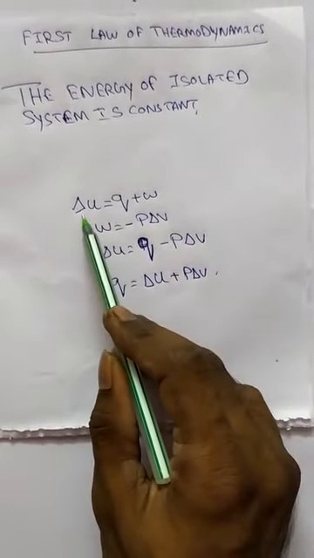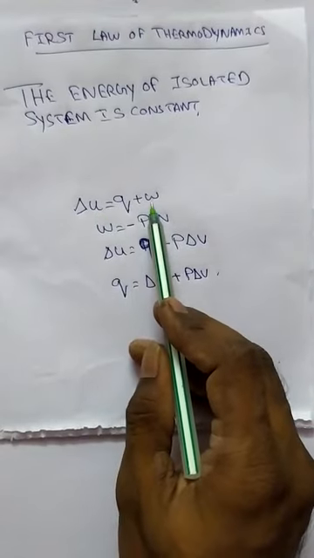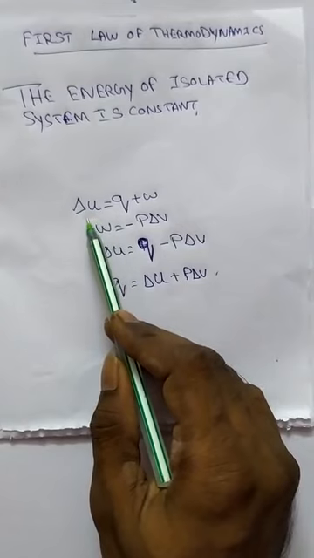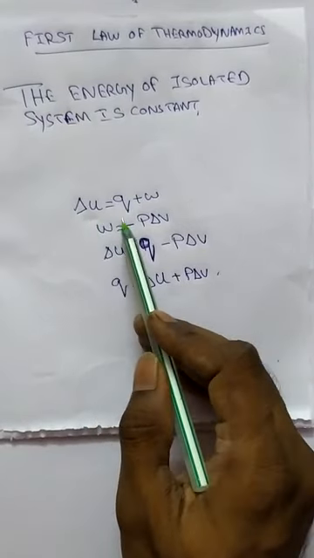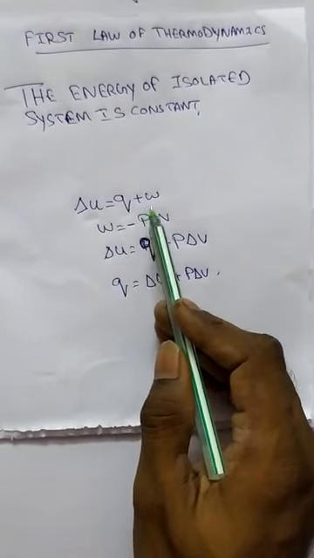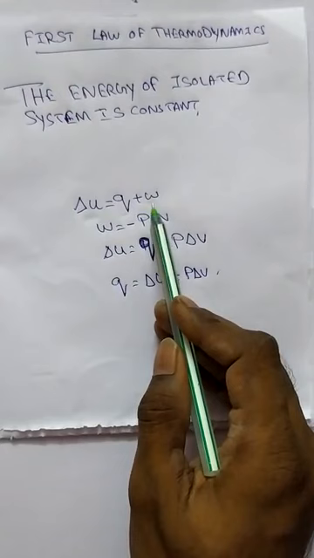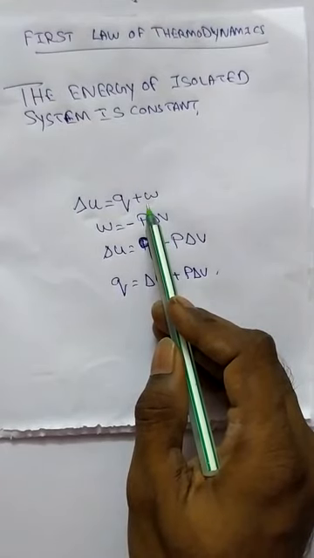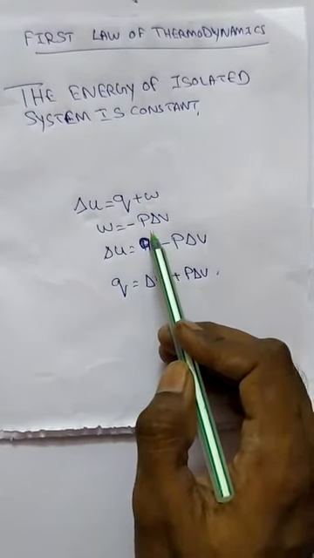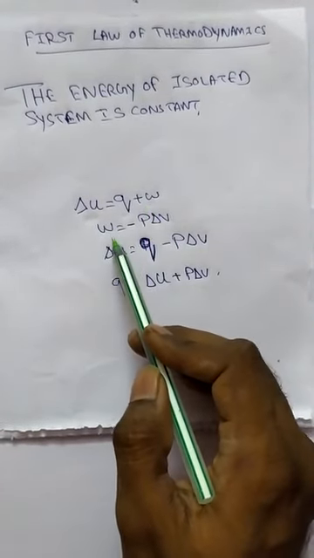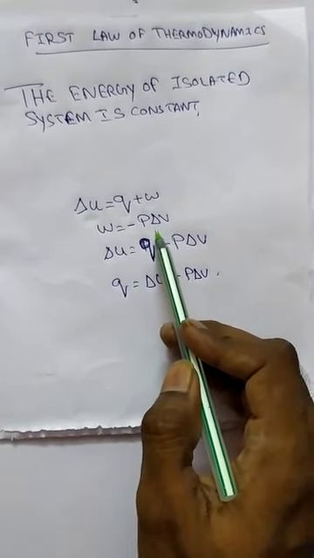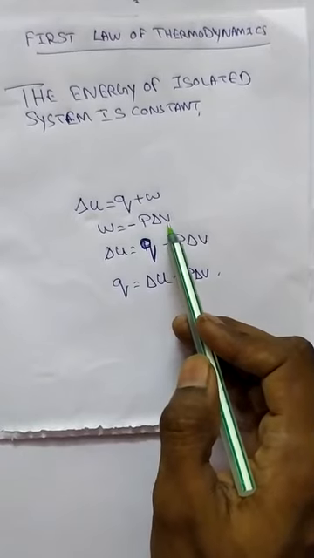Mathematically, the first law is represented as del U = Q + W, where del U is the change in the internal energy, Q is the heat change, and W is the work done on the system or by the system. For the first law we normally talk about pressure-volume work, so W = -P del V, where del stands for change: pressure times change in volume.